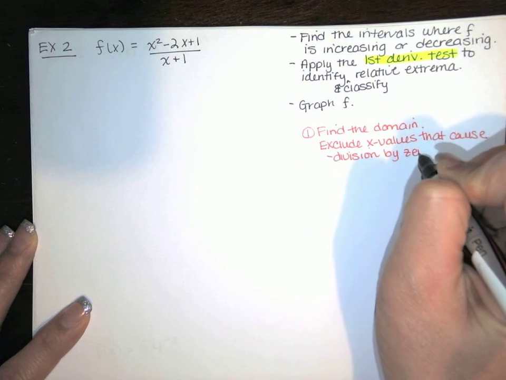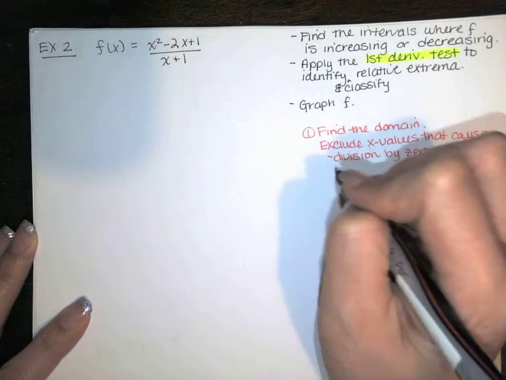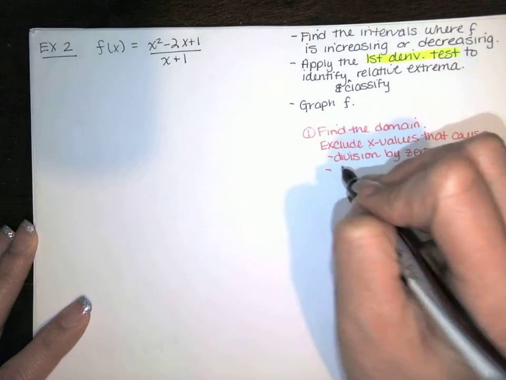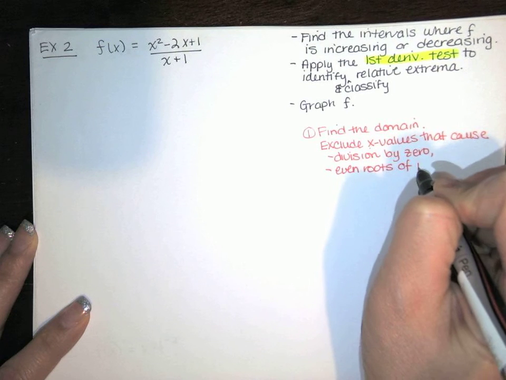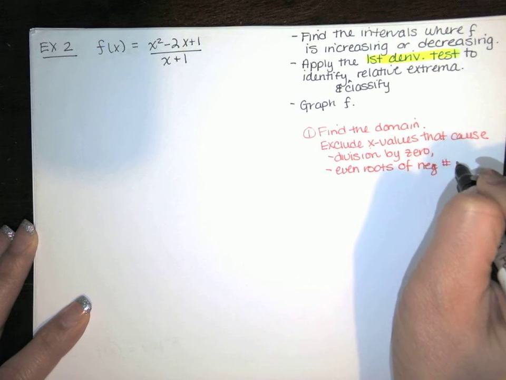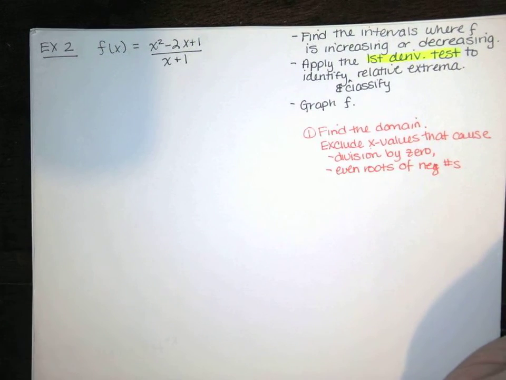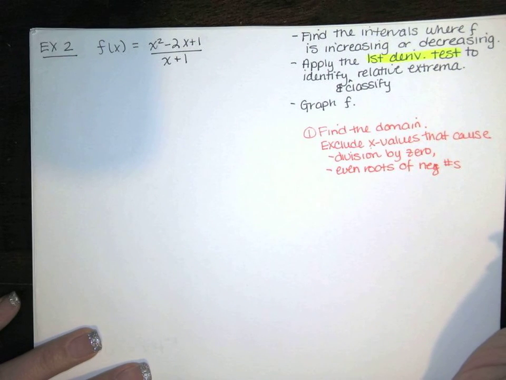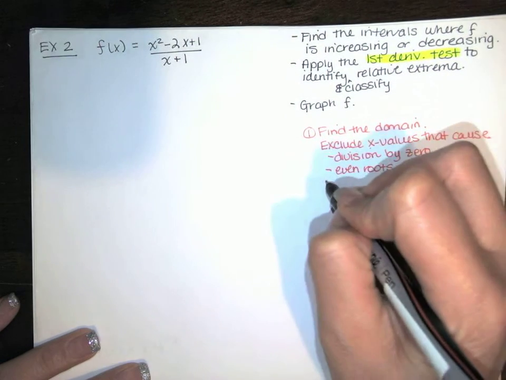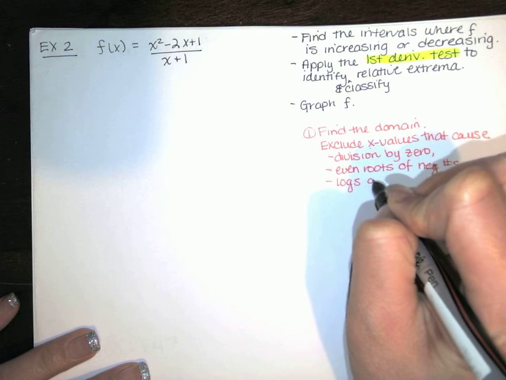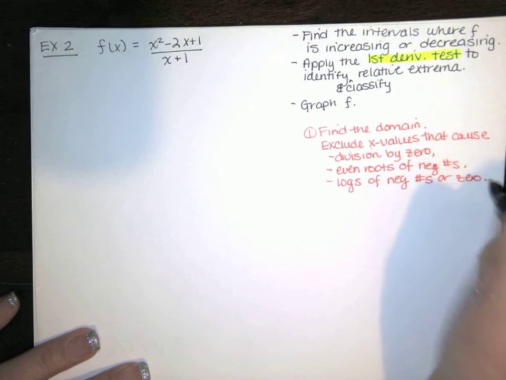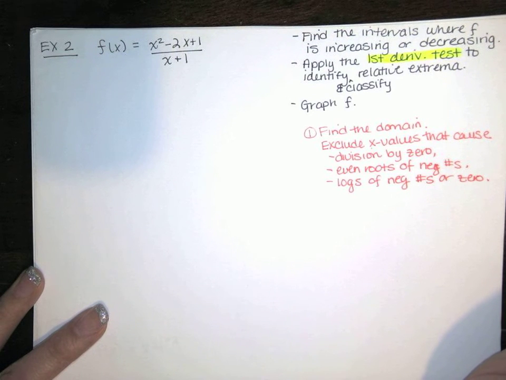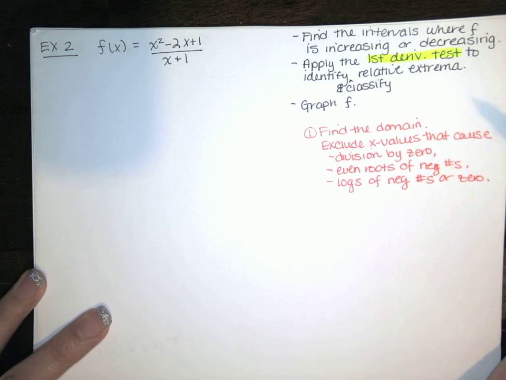You don't ever want to divide by 0. You can't take something and divide it into 0 pieces. It doesn't make any sense. You don't want to take even roots of negative numbers. We can do that, but not in the real number system. Those are complex numbers, and we're not interested in that, not in this class. We also want to exclude x values that cause logarithms of negative numbers or 0. Turns out logs of negative numbers are actually complex numbers as well, which is kind of cool and interesting, I think. But that's for another class.